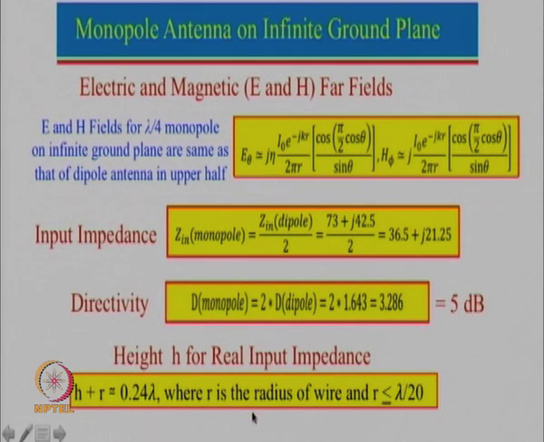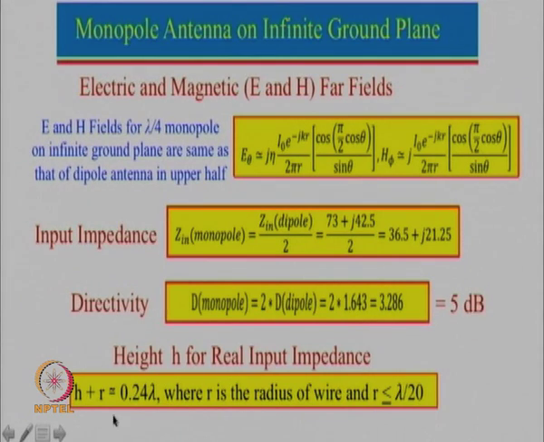Now, to start with, we need to design the monopole antenna. This design is again valid only for an infinite or extremely large ground plane. Earlier we had seen the formula L plus D equal to 0.48 lambda. You divide everything by 2. So H is half of L, the radius is half of D, and 0.48 becomes 0.24.